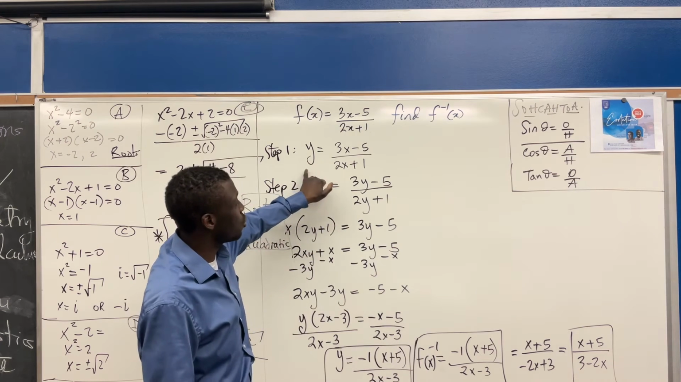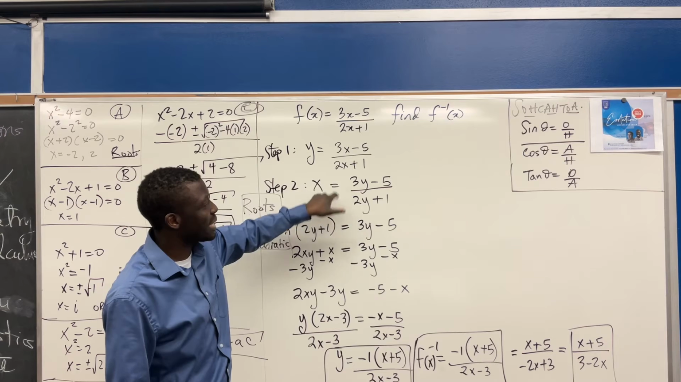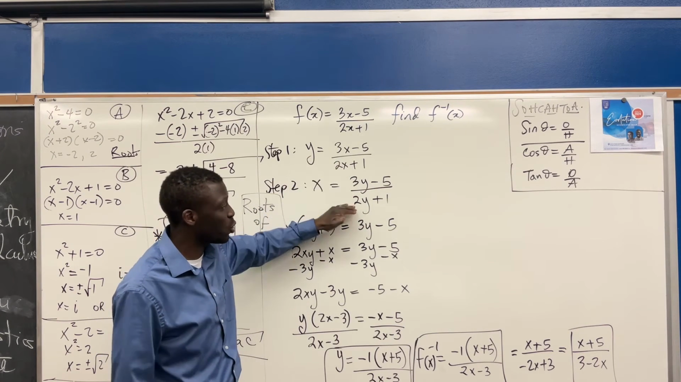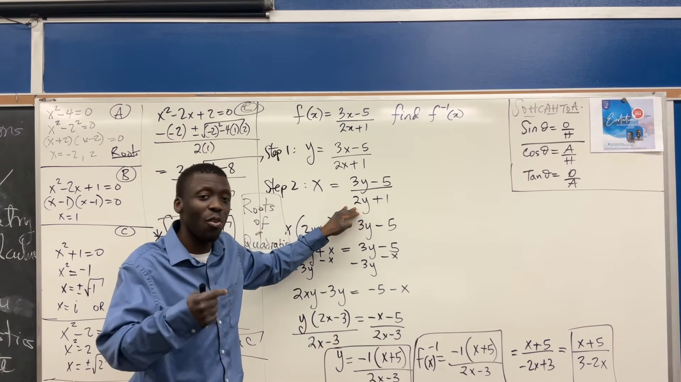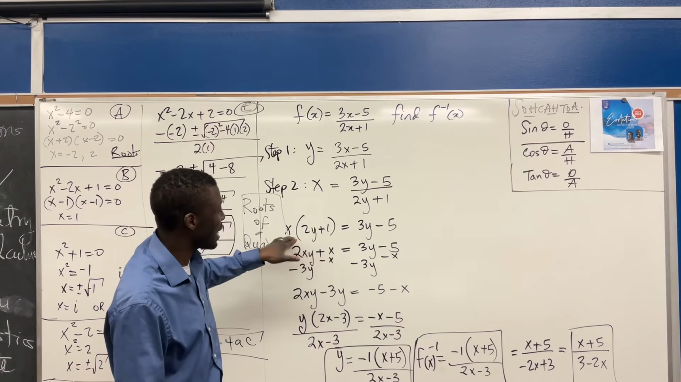The way you do that is you set f of x as y, because that's what it is, and then you change the y to x and all the x's to y. If you want to find the inverse of the function, these are the first two steps. And then you solve for y. After you change this to x and that to y, now you solve for y. And that's all I'm doing here.